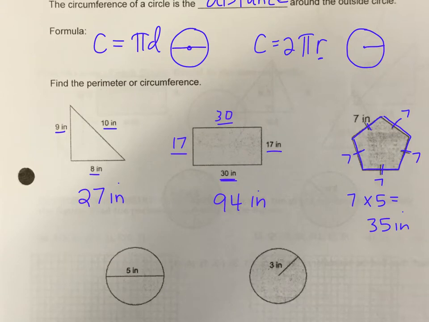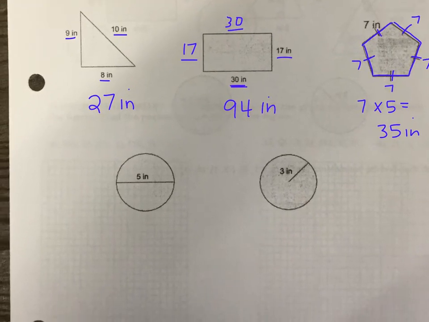Now we're going to use those two formulas to find the circumference of these circles. So the first one, this is a diameter. So I want to use the circumference equals pi times d. So our d is 5. So really, the exact answer is 5 pi. Diameter times pi, 5 times pi.